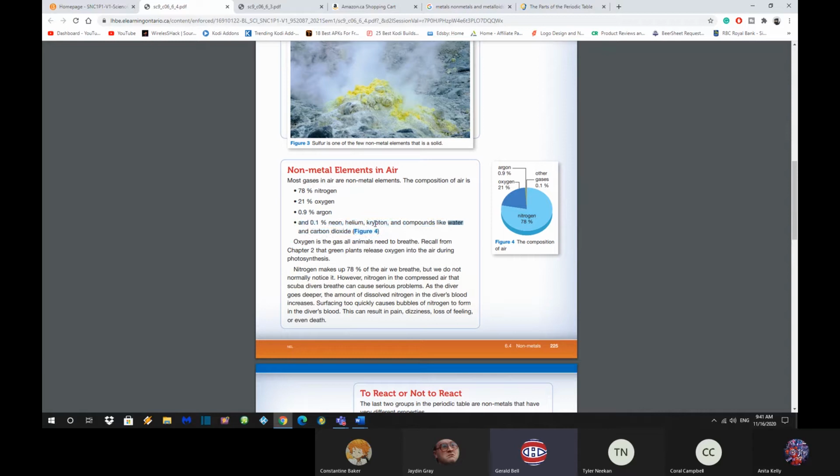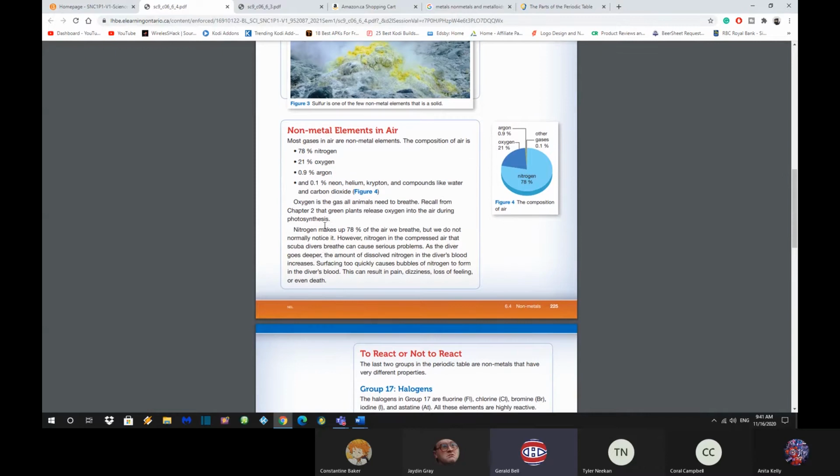Water vapor itself varies in the air we breathe. It depends where you are on the planet Earth. If you're on a tropical island, you probably expect the water percentage to be higher. And if you're in a drier climate, possibly like Thunder Bay right now, it's probably lower than it would be at those tropical locations. So anyway, oxygen is the gas all animals need to breathe. Recall that in chapter 2, green plants release oxygen into the air during photosynthesis. We haven't learned that yet.